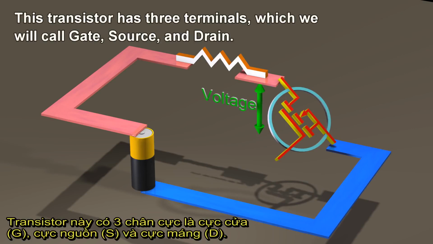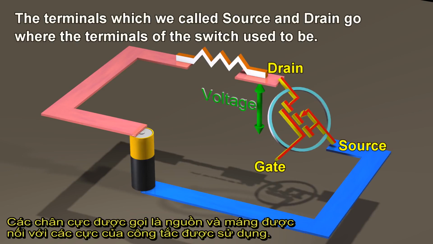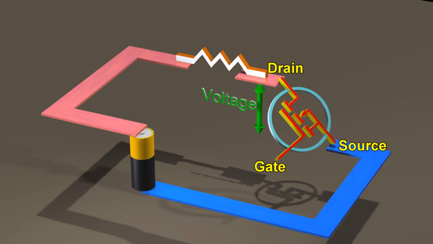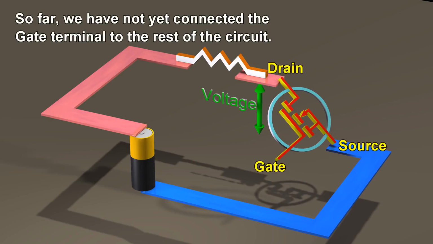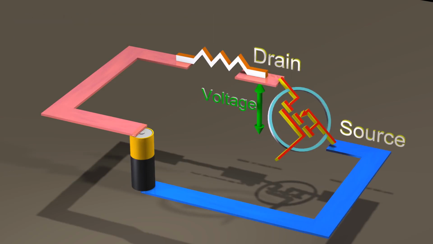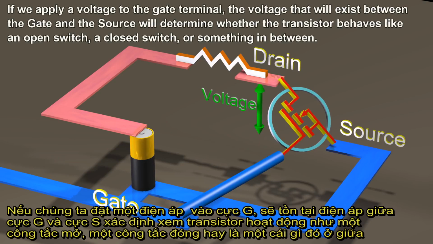This transistor has 3 terminals, which we will call gate, source, and drain. The terminals which we called source and drain go where the terminals of the switch used to be. So far, we have not yet connected the gate terminal to the rest of the circuit. If we apply a voltage to the gate terminal, the voltage that will exist between the gate and the source will determine whether the transistor behaves like an open switch, a closed switch, or something in between.